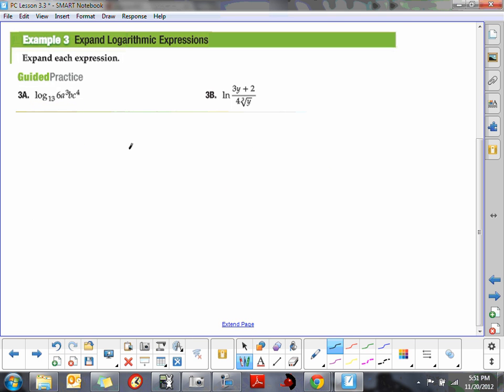The next one, we've got the natural log of (3y plus 2) all over 4 times the cube root of y. There are two things that strike me immediately. Number one, I see division. As soon as I see division, I'm thinking of a quotient rule, so I'm going to apply the quotient rule right away. The quotient rule says the log of a quotient is the difference of the logs.